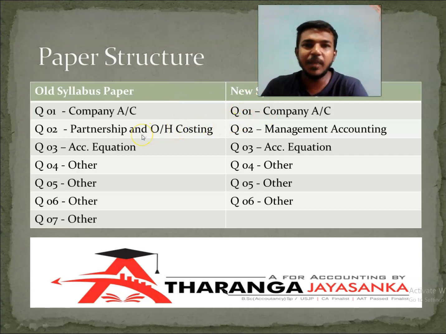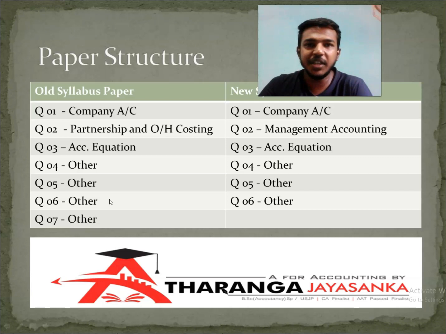Now see, in the old syllabus paper, we had 2 parts in the compulsory question number 2. It was partnership and overhead costing. But look here, in question number 2 of the new syllabus paper structure, what are we all getting? We are all getting the management accounting question. Management accounting lessons will be tested on what?